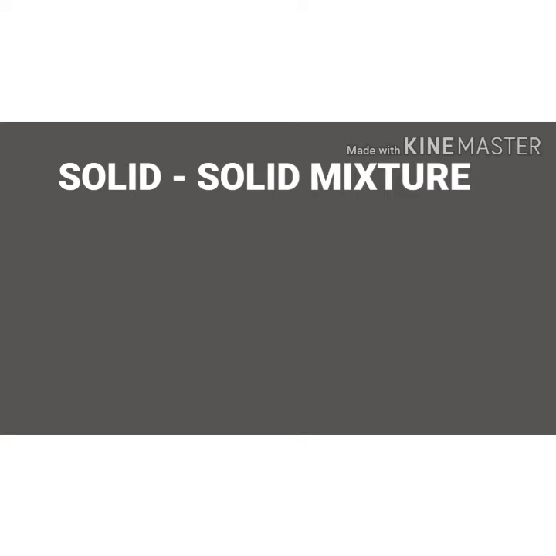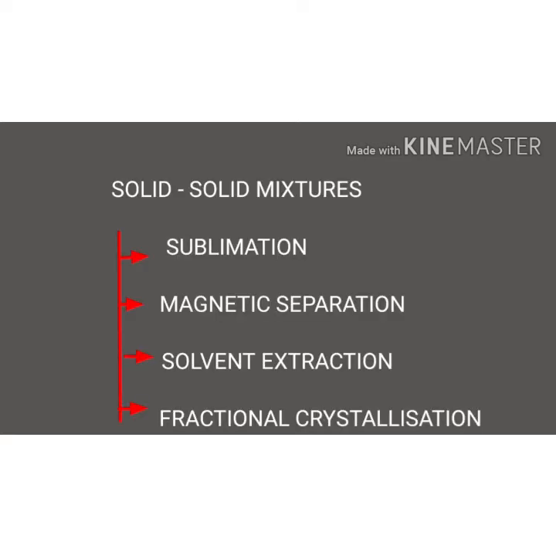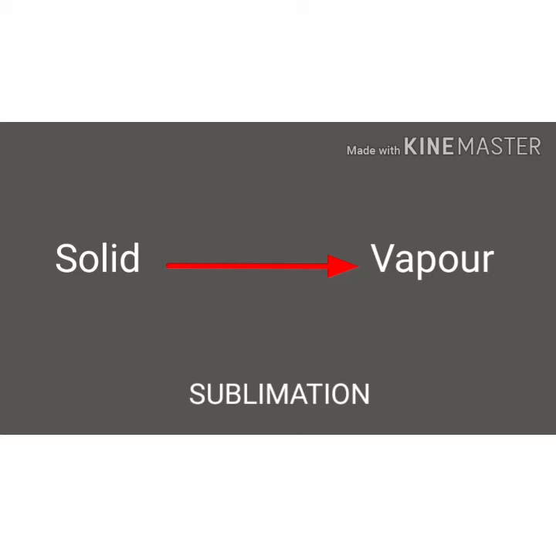of sodium chloride and ammonium chloride, iron and sulfur, sulfur and charcoal, potassium nitrate and potassium chlorate. And the methods used to separate these mixtures are sublimation, magnetic separation, solvent extraction, and fractional crystallization. Now, when we use the method of sublimation to separate a mixture, we all know that sublimation is a process in which any solid is directly converted into vapor.